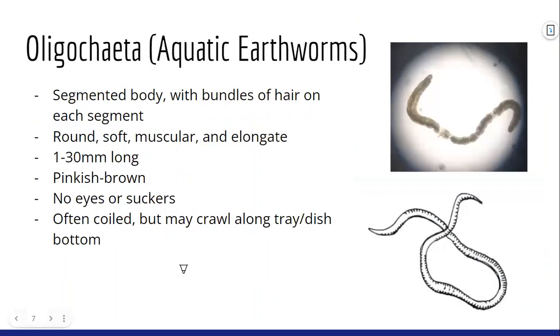Okay, Oligochaeta, or aquatic earthworms. They are 1 to 30 millimeters long. They have a segmented body, which you can see here, different segments. And at each segment, they'll have thin bundles of hair. They look just like a terrestrial earthworm, but smaller. They have no eyes or suckers, so they can't be confused with Turbellaria or Hirudinea, which we'll look at next. And they're usually coiled when you're picking for them, but they can also be seen crawling along the bottom of the tray as well.